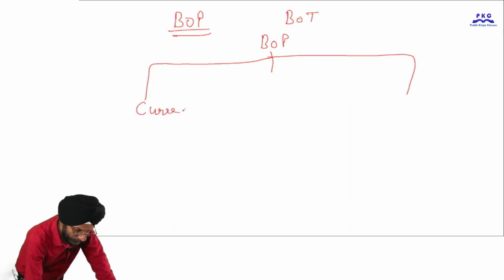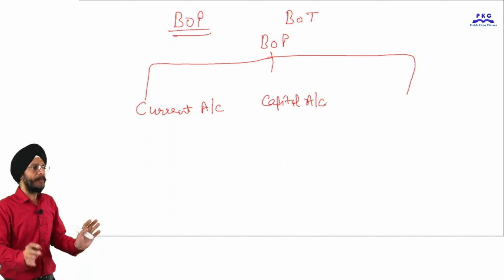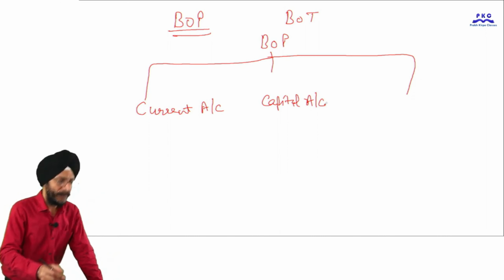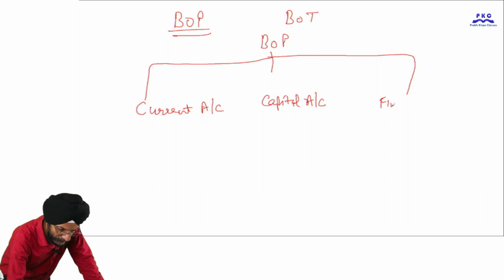First is current account, second is capital account. Although I am using A/C in place of account, you are to write it completely. And the third is financial account.